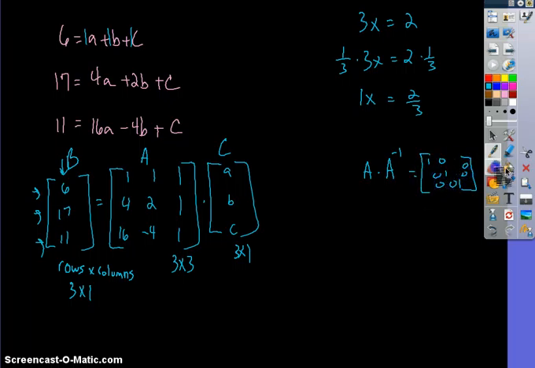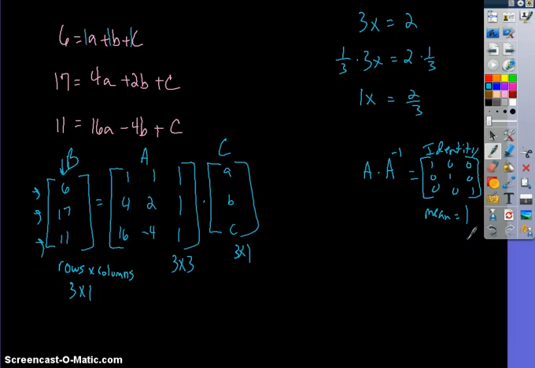So you've got 1, 0, 0, 0, 1, 0, 0, 0, 1. So anyway, this is called the identity matrix. In matrix world, this means 1. So you multiply that by anything, it doesn't change it, so it treats it like 1.